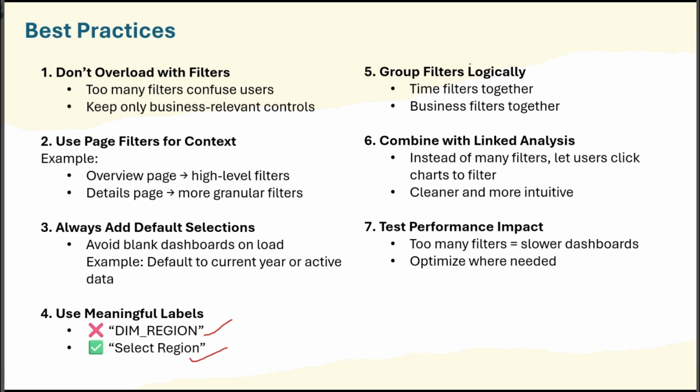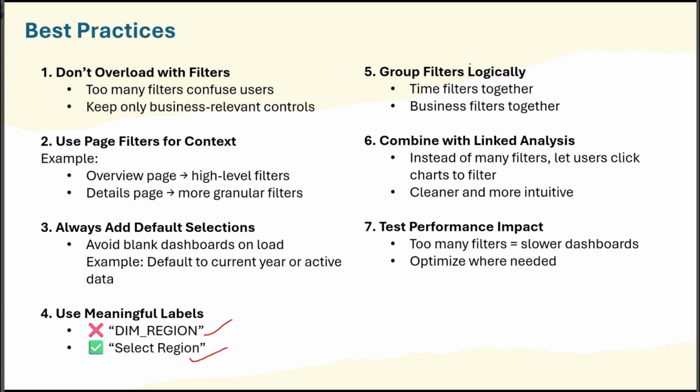Group filters logically. Whenever you have multiple filters within your story, always group them so that related filters are together. I would say start with the most important filters, and then go from top to bottom or left to right, from most important to less important ones. For example, if it's a monthly report, start with month and year first, then maybe company code, department, and then cost center, profit center, GL account, and so on, based on your needs.